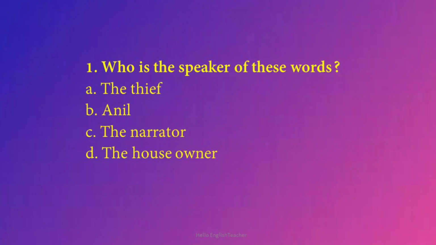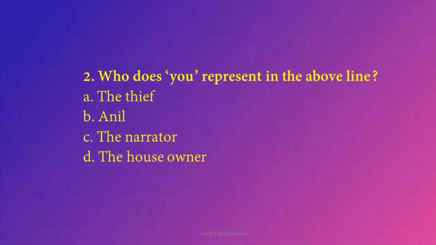So, question number 1, who is the speaker of these words? So, is it the thief, Anil, the narrator or the house owner? So, we know that it is Anil. The thief was speaking to Anil. So, Anil is the speaker of these words. So, question number 2, who does you represent in the above line? So, the thief, Anil, the narrator or the house owner. So, Anil was talking to whom? So, Anil is talking to the thief. So, you represents the thief.